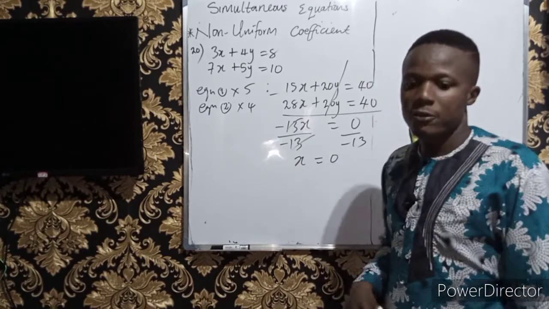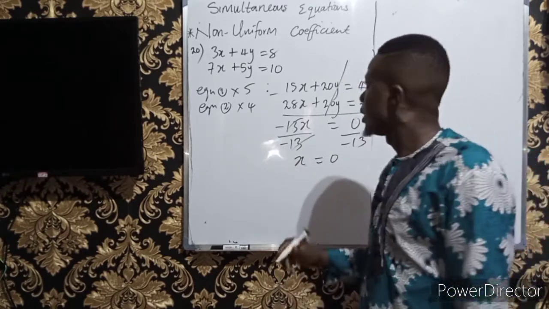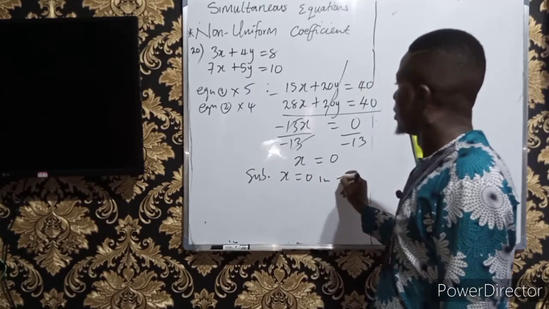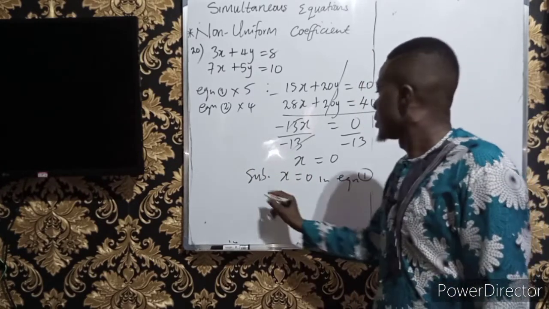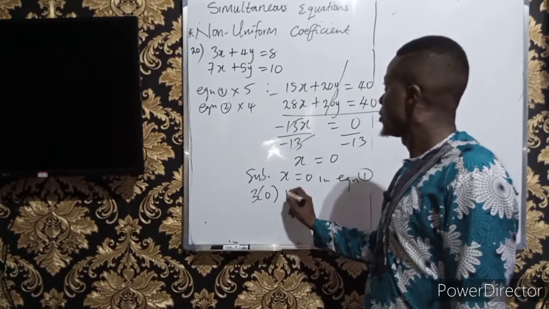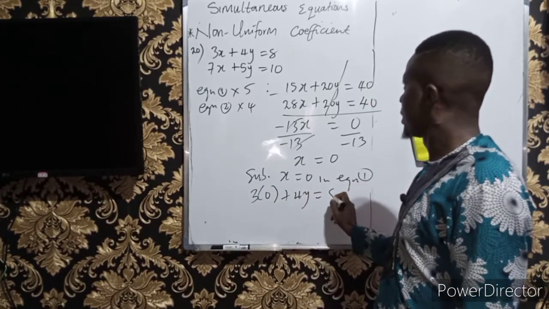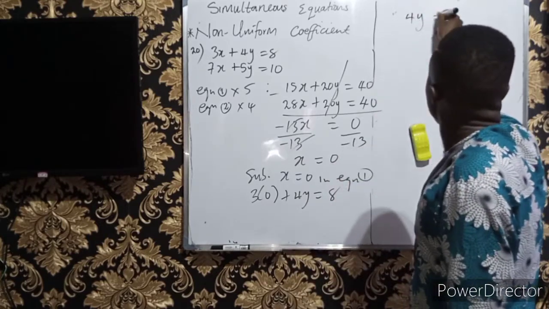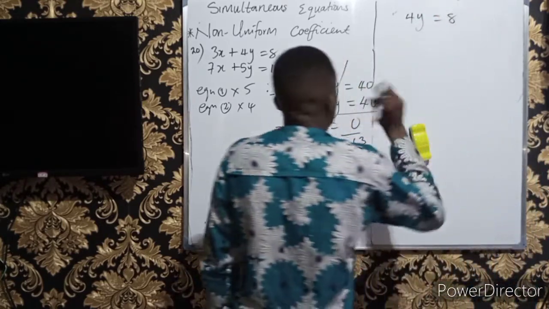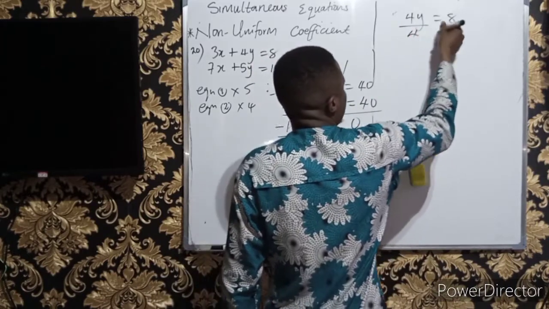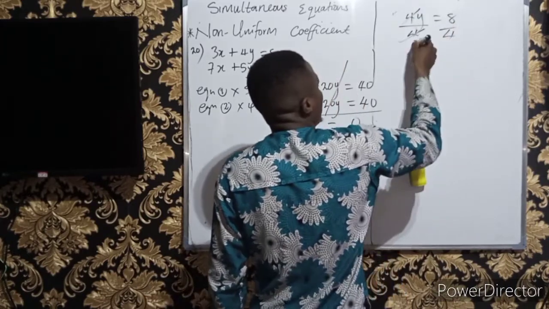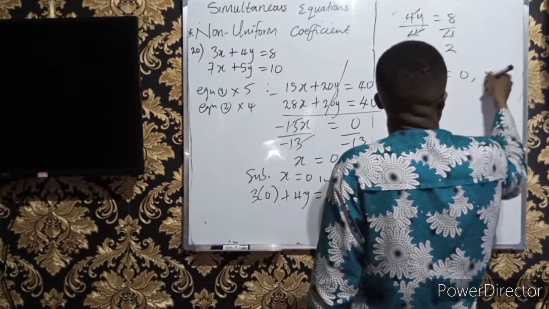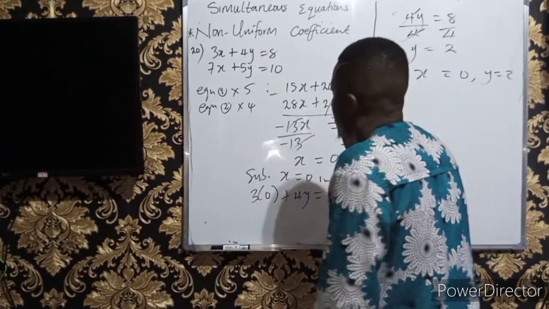Now having got x as 0, we've got to substitute the value of x as 0 in any of the equations. Hence, I have to substitute x as 0 in say equation 1. So we shall have 3 bracket 0 plus 4y is 8. 3 times 0 is 0, it has gone. We are left with 4y to be 8. Now to get y, I've got to divide both sides by 4. My y is now 2. Hence, x is 0, y is 2. That's just the solution to this.